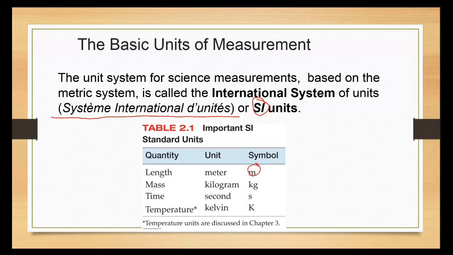Length is in meters, mass is in kilograms, notice it's kilograms, not grams. Time is in seconds, and temperature is in kelvins. Notice it's kelvins and not degrees Celsius. So it's based on the metric system. However, there are some deviations.